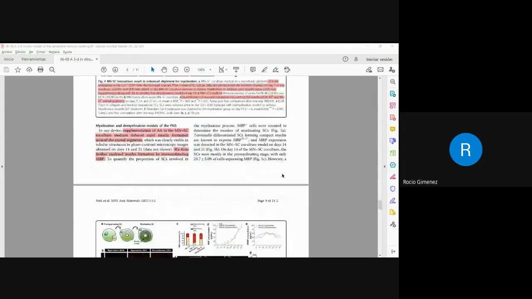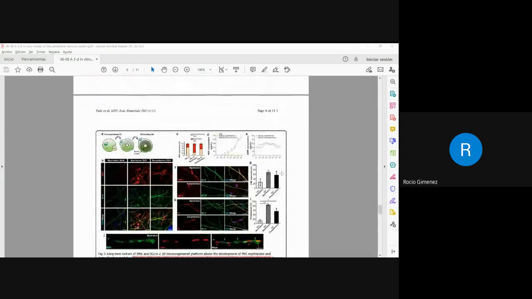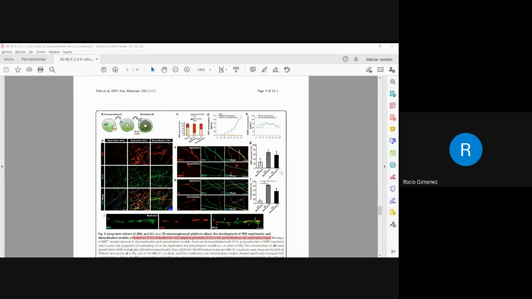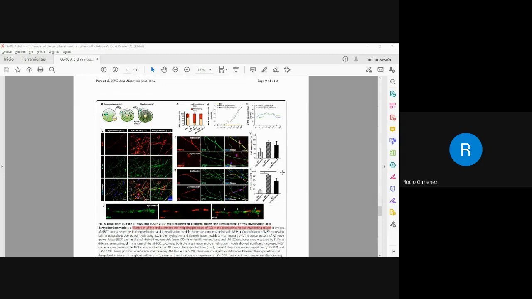Terminally differentiated Schwann cells forming compact myelin are known to express MBP, so they further analyzed myelin formation by immunolabeling MBP, and they saw that on day 14 of the co-culture, the Schwann cells were mostly in the pre-myelinating stage, with only approximately 30% of cells expressing MBP.